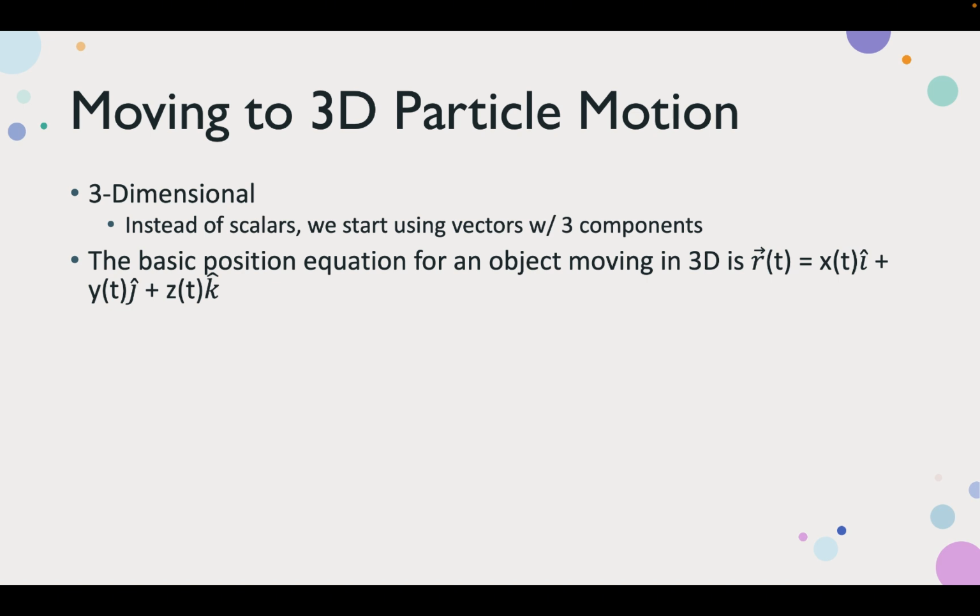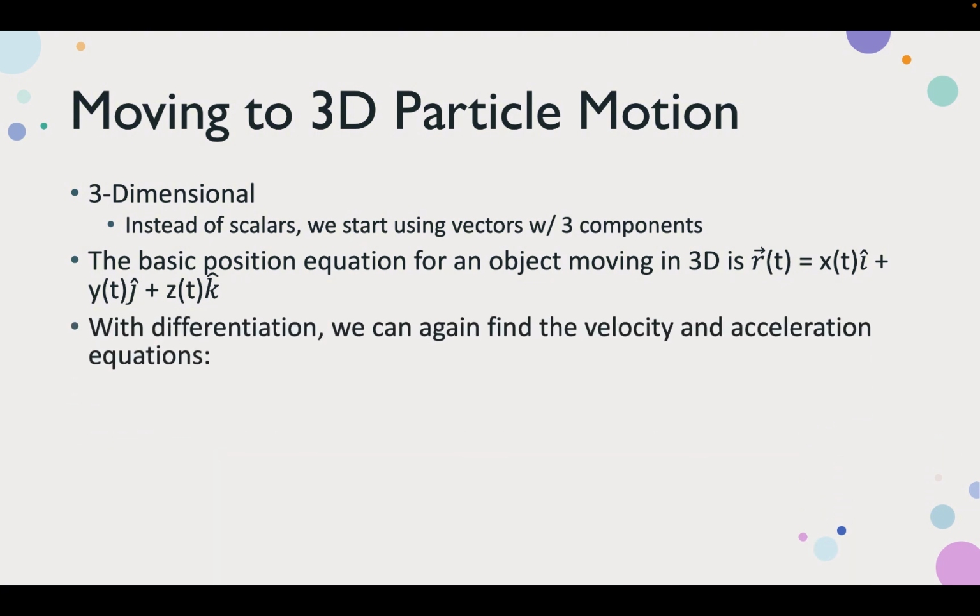So r of t, and the arrow over the r is basically saying that it's a vector. We have an x of t, y of t, and z of t in the i, j, and k frame, which is also known as our Cartesian frame. So with differentiation, again, we are able to find velocity and acceleration equations.